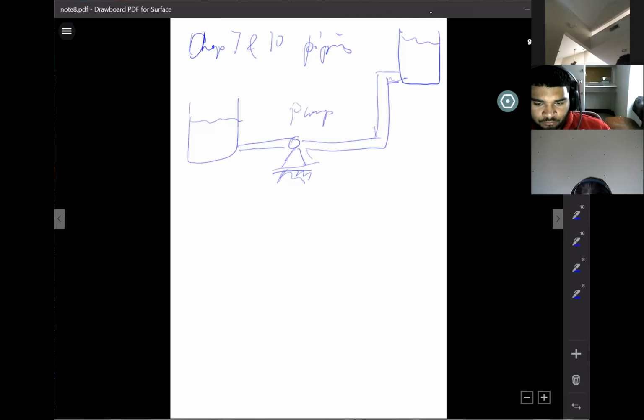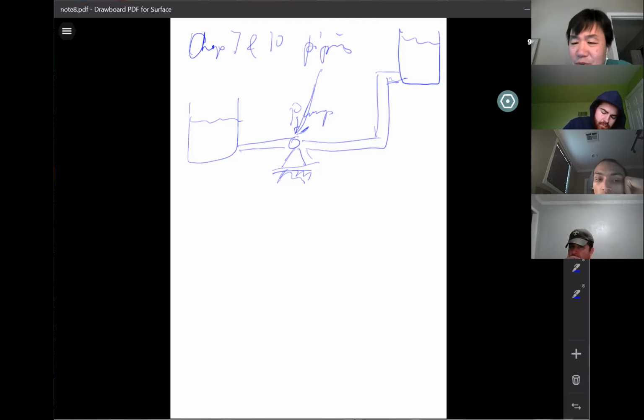What do you need a pump for? The pump serves two purposes. Basically, a pump is to give energy into the piping system. It supplies energy to the piping system. One purpose is to deliver the fluid from a lower location to a higher location.